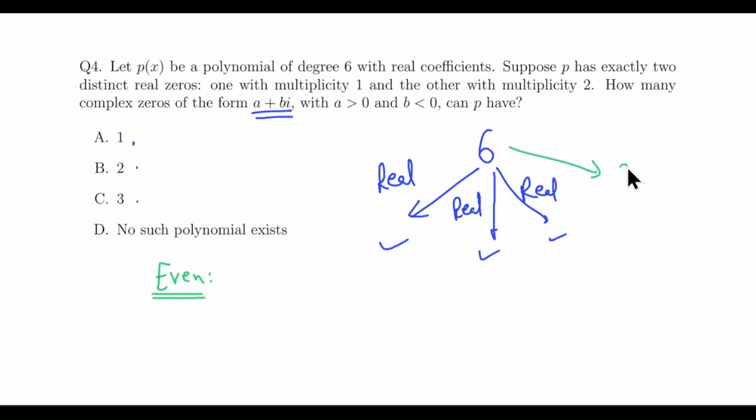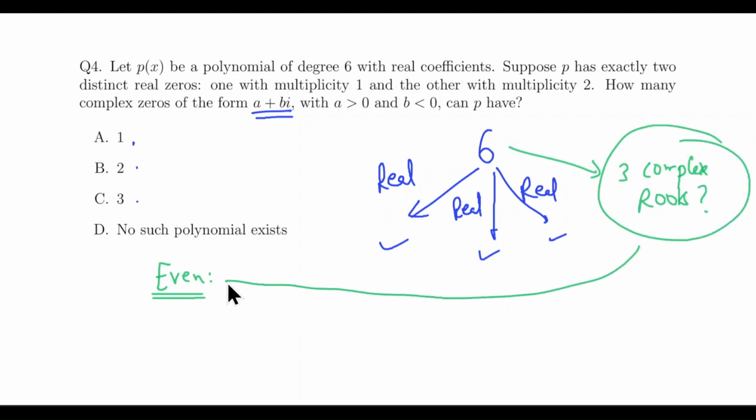So by that logic, there should be three complex roots. But is that possible? No, because we just agreed that the number of complex roots is always even because of the complex conjugate theorem. So actually, no such polynomial exists that has three real zeros and a degree of 6. That's just not possible.